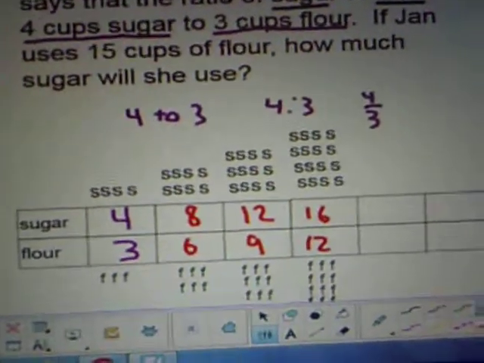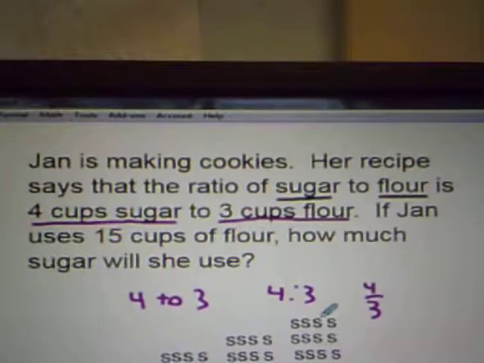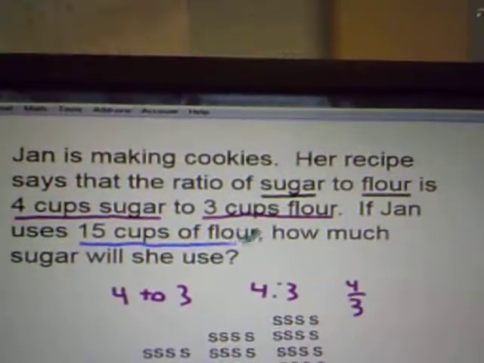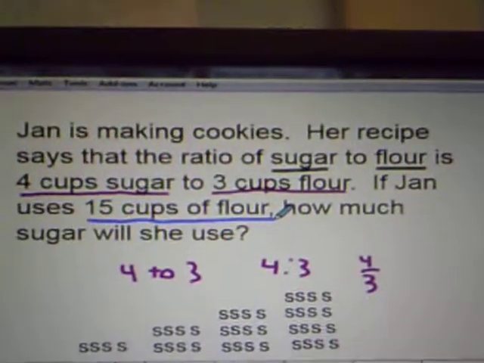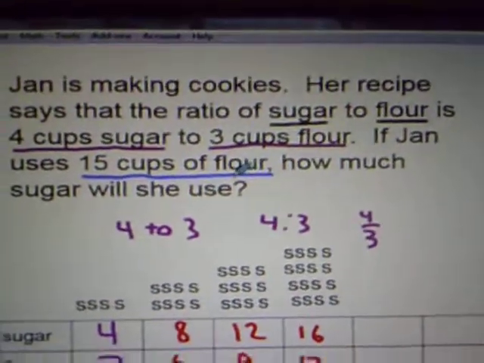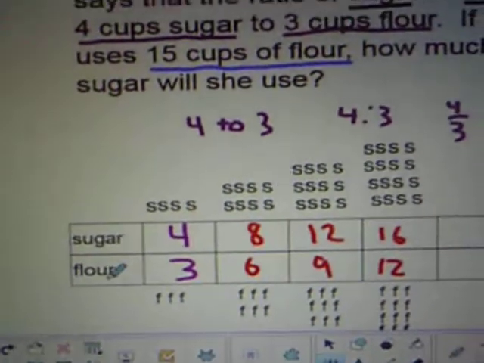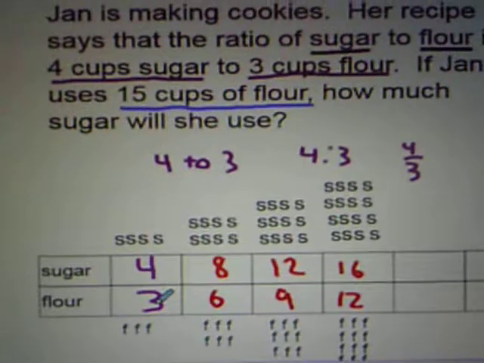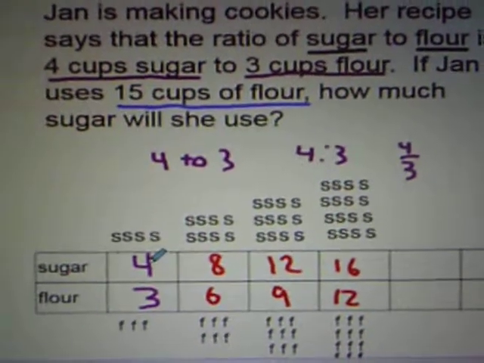But let's look at what the question is asking. It says if Jan uses 15 cups of flour, how much sugar will she use? Okay, so we look in our row for flour. Well, I know how much sugar she'll need if she uses 3 cups of flour. She'll need 4 cups of sugar.